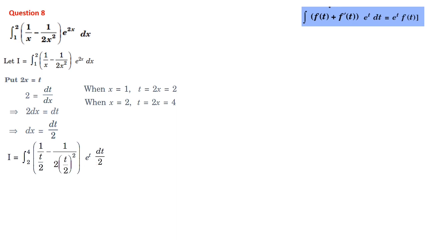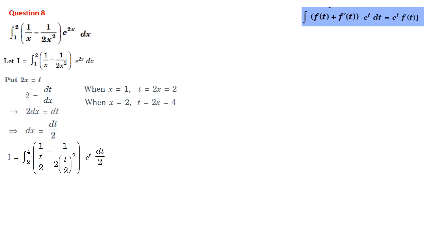So in substitution you have to be careful. Here only x is there, so from here x we have calculated, that is t by 2, then substituted here: x is t by 2, minus 1 divided by 2 into x square. X square is t by 2 the whole square. Then e raised to 2x is replaced with e raised to t, into dx replaced with dt by 2. Then here a little work is there inside. Here the denominator is t by 2, and t by 2's denominator is 2. This will come to the numerator.